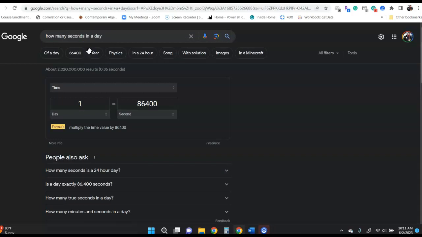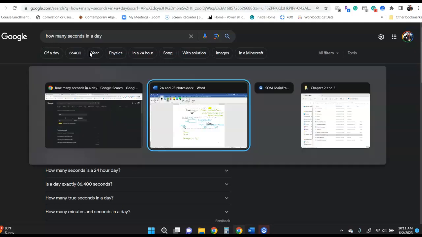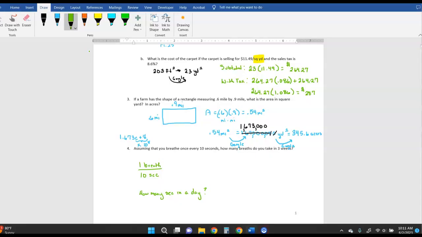We could maybe do in 3 weeks as well. So we have 86,400 seconds in one day. And we did this by Google. Google gave us that. Okay, so now if we have one breath every 10 seconds, and we know that one day is 86,400 seconds.